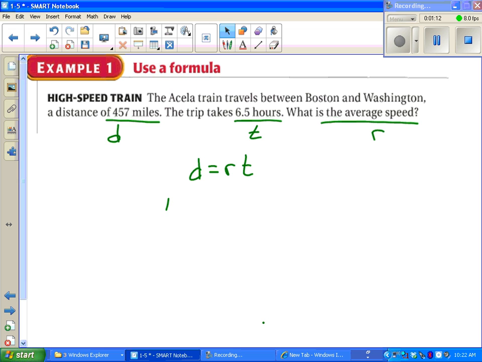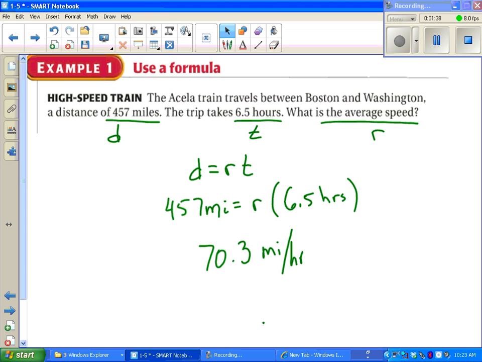We know the distance is 457 miles. We know the rate. No, we don't. We're going to find out the rate. We know the time is 6.5 hours. To figure out rate, we just need to divide by 6.5 hours. And when we do that, we'll see that we get 70.3 miles per hour. If you leave off those units, you're not quite right. That's what we're looking for, the rate, average speed.